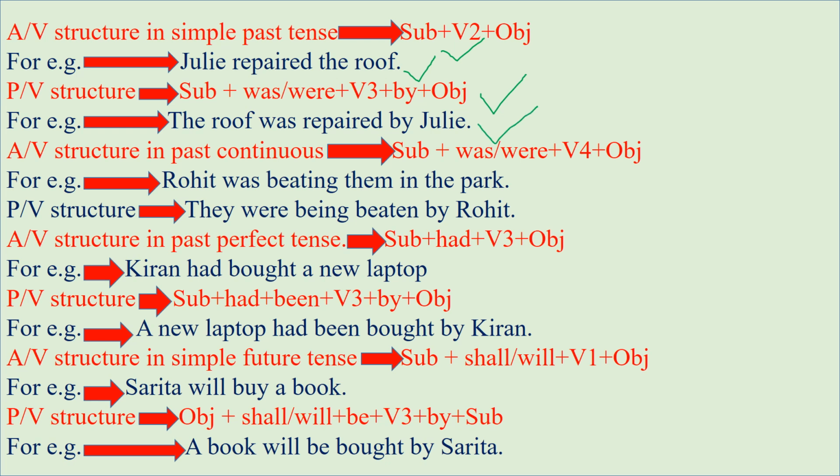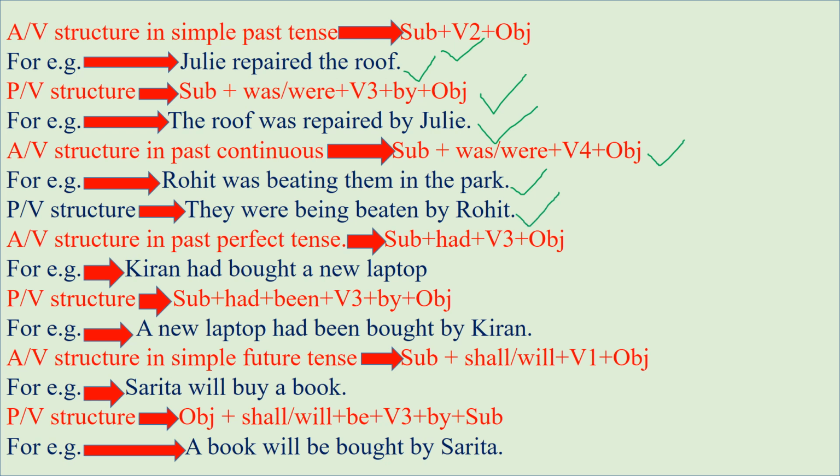Active voice structure in past continuous: subject plus was, were plus verb with ing plus object. For example, Rohit was beating them in the park. Passive voice structure is: they were being beaten by Rohit.